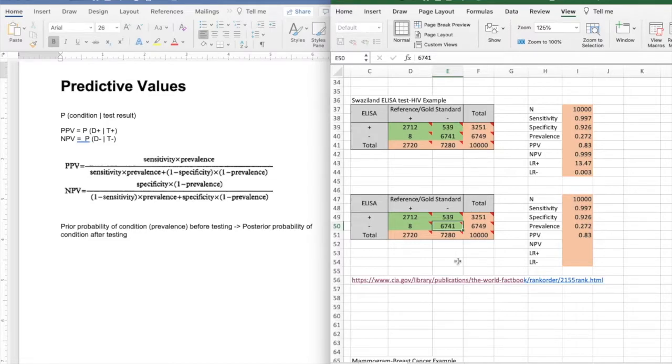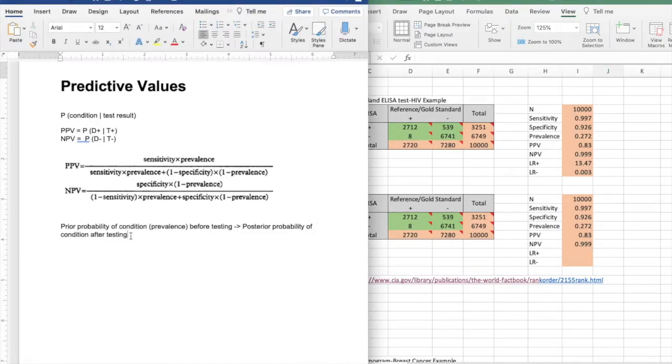over total negatives of the ELISA test. So 6741 over 6749. And that gives us a negative predictive value of 0.999. So that means that if you go in the clinic and you take the ELISA test and it's negative, there's a 99.9% chance that you're clean. So that seems pretty good, right?